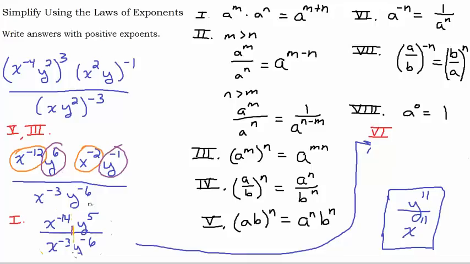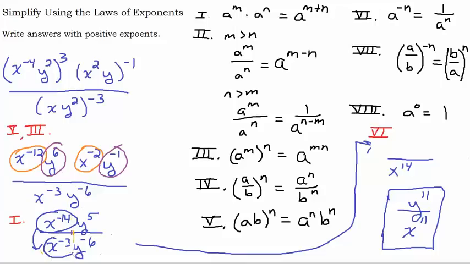In other words, doing the reciprocal of anything that has a negative exponent. So for example, this x to the negative 14th, I'm going to take this guy and move it to the bottom, and it's going to become x to the positive 14th. That's what this rule says.